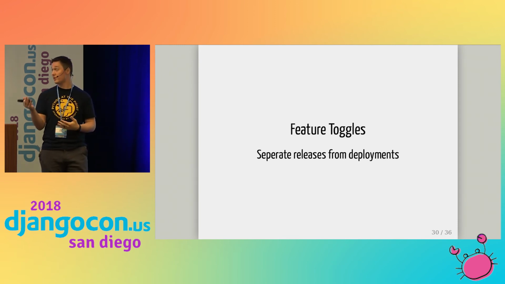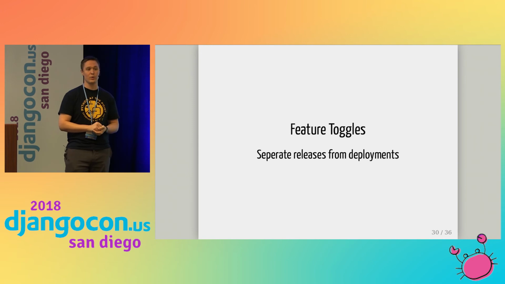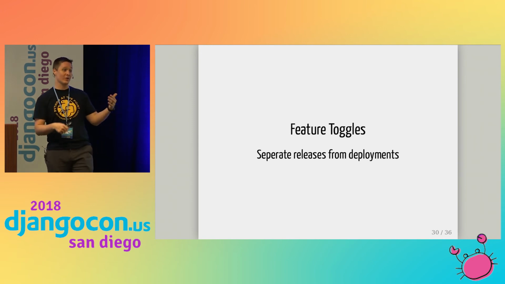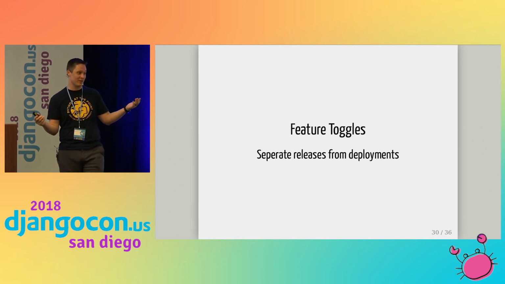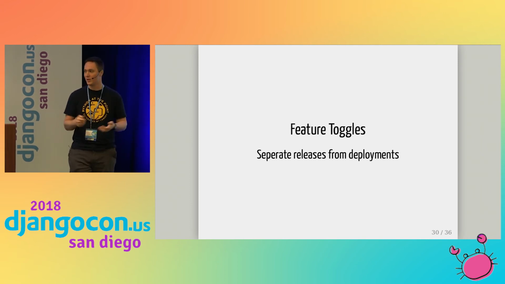You can get really sophisticated with feature toggles and make it so you can test the toggle in production without your customers. That way you can actually test in production safely. Like, we all joke about testing in production, but you can totally do it.